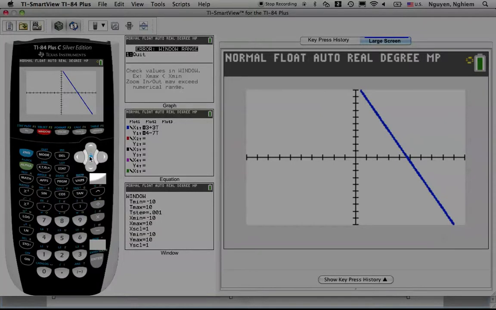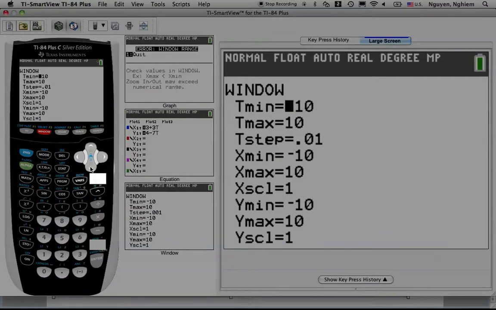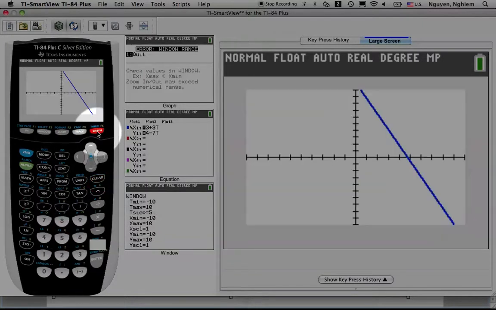Now if I go back into my window, and this time I make this t-step much bigger. Let's say I made this 5, okay, I hit in there. Now for lines, it's not going to make a big difference, but when we get to curves, the t-steps will be very significant. Okay, but that's it. We're done for the first part.